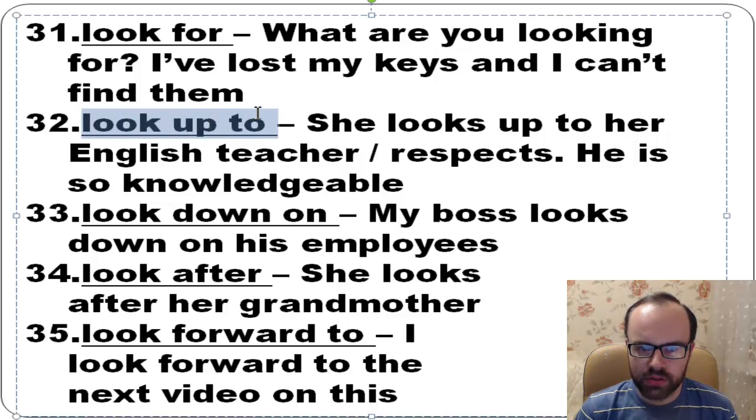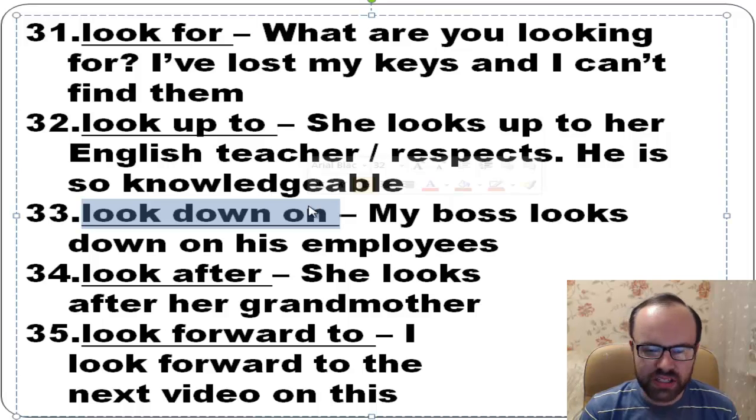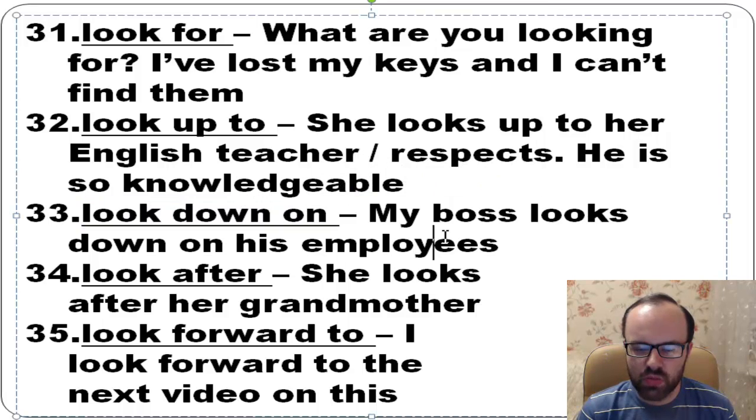Next, look up to. She looks up to her English teacher. Look up to means respect. She respects her English teacher. He's so knowledgeable. Look down on has the opposite meaning. It's about disrespect. My boss looks down on his employees. So he thinks that they aren't very clever, maybe they aren't talented, so maybe they are stupid. It's a bad feeling. Look down on. So he thinks that he is more clever, that he is smarter.